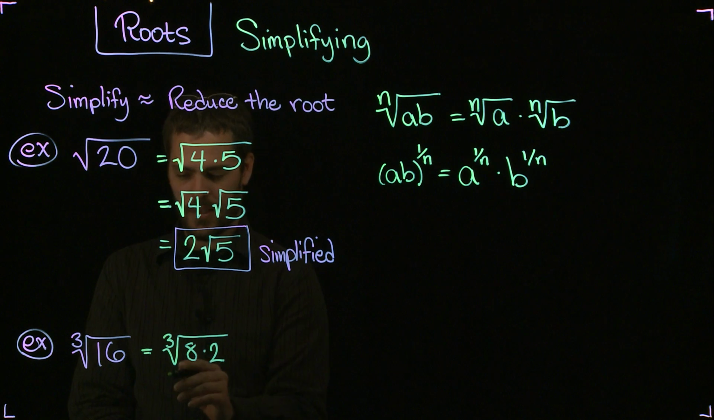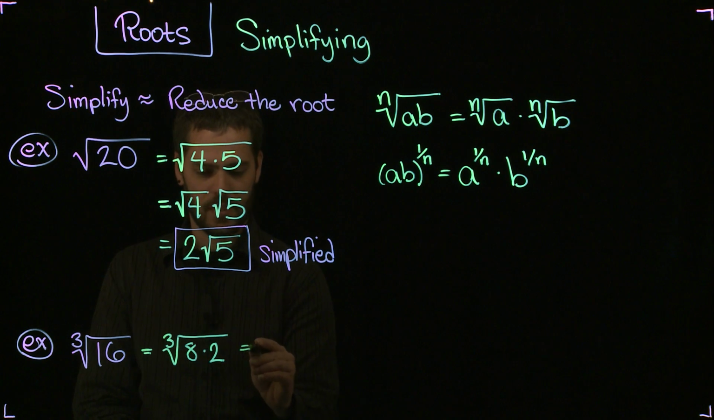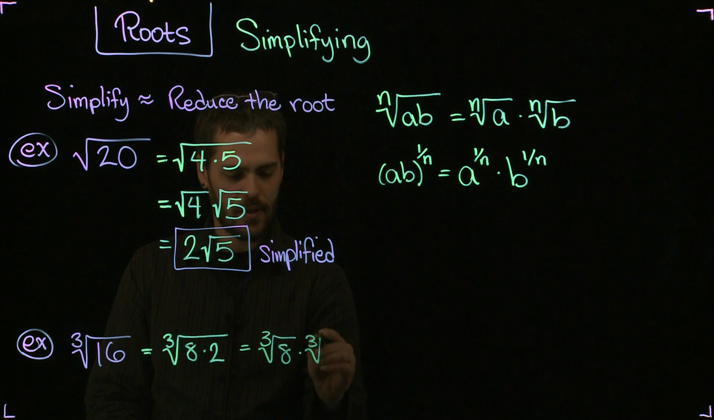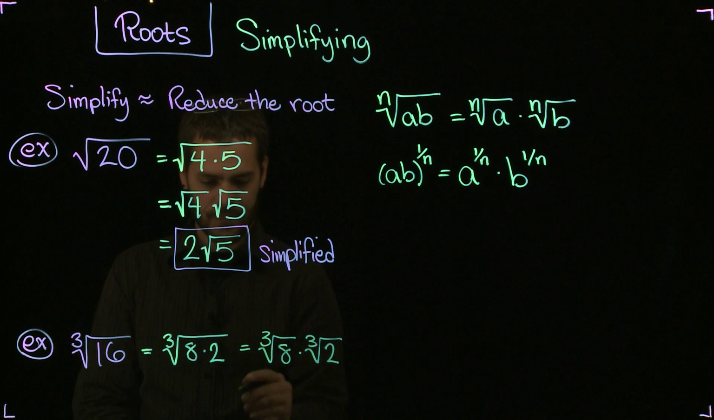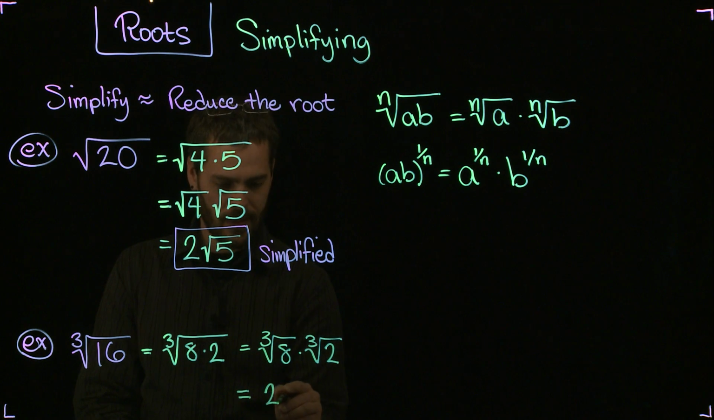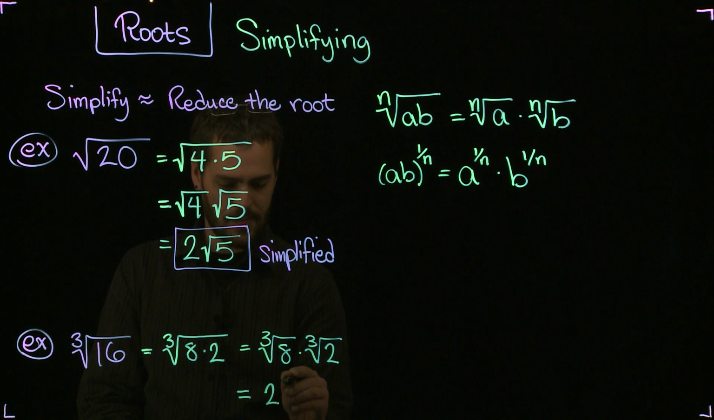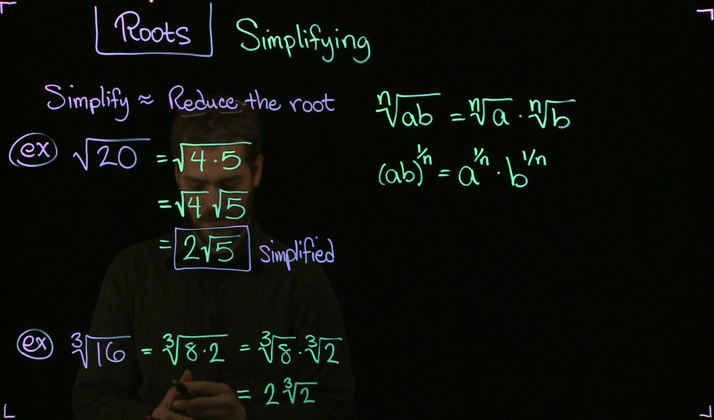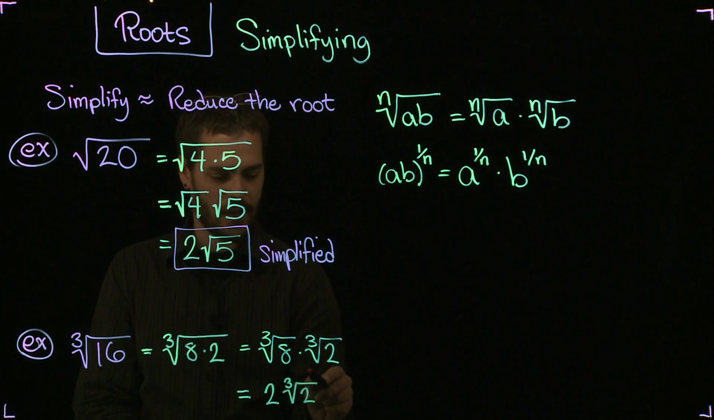So I'm going to take a next step to separate this product into the cube root of 8 times the cube root of 2. The cube root of 8 evaluates to exactly 2. And over here I end up with 2 times the cube root of 2. And this is my simplified result.